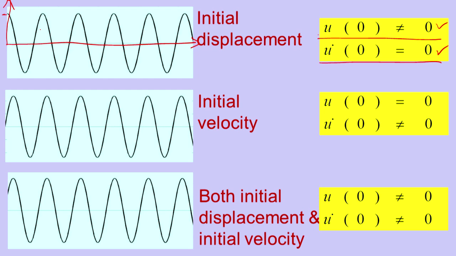Then when it comes to initial velocity, here the initial displacement is 0 and we are giving an initial velocity. Initial velocity means you can see the tangent at the point at time t equal to 0 is not 90 degrees, and displacement is 0 at this point. So in the first case we give initial displacement but initial velocity is 0. In the second case, initial velocity is there but initial displacement is 0. The third case is where both initial displacement and initial velocity have some value.